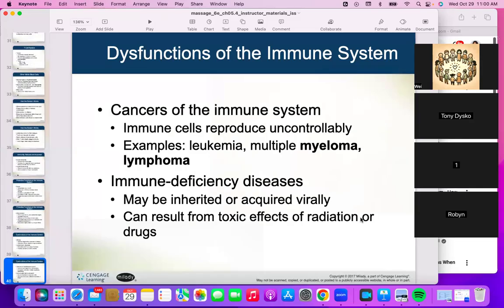Cancer as well of the immune system, they produce uncontrollably, okay, and they result in a cancer of the immune system, like leukemia, lymphoma, and all these kinds of diseases. Immune deficiency disease may be hereditary or viral, from a virus, and can result from toxic effect of radiation or drugs.